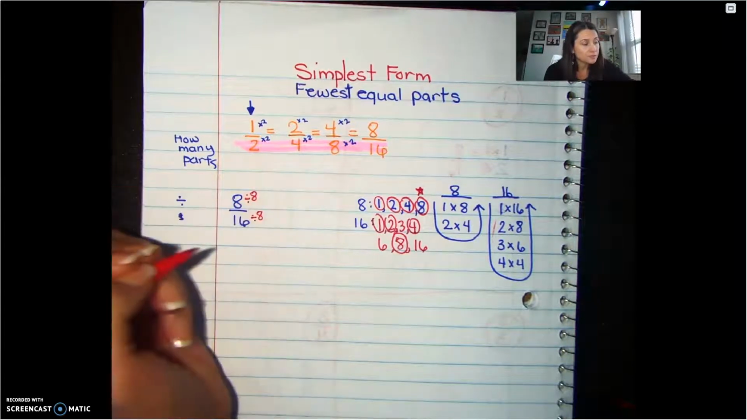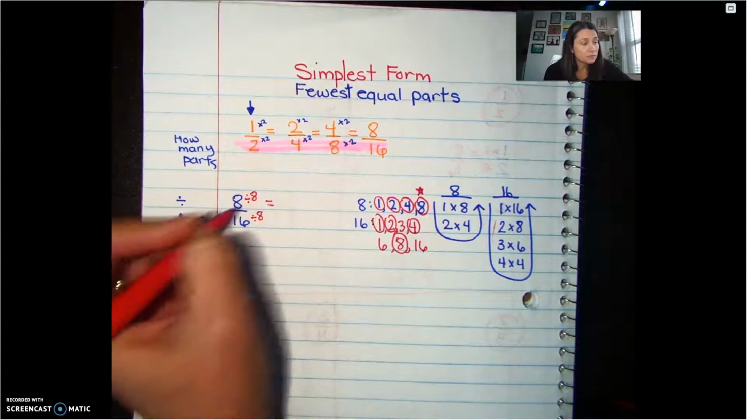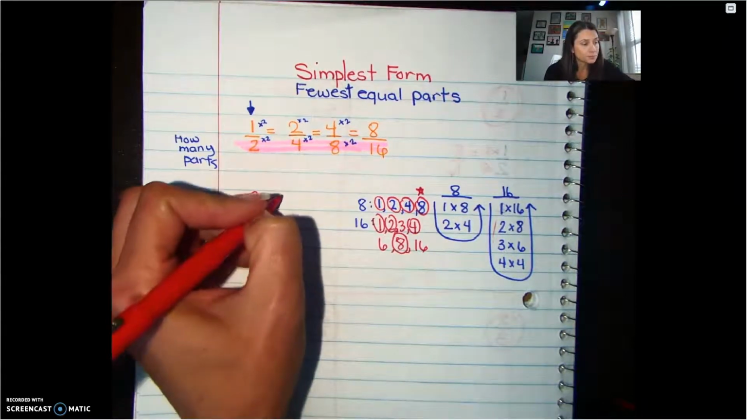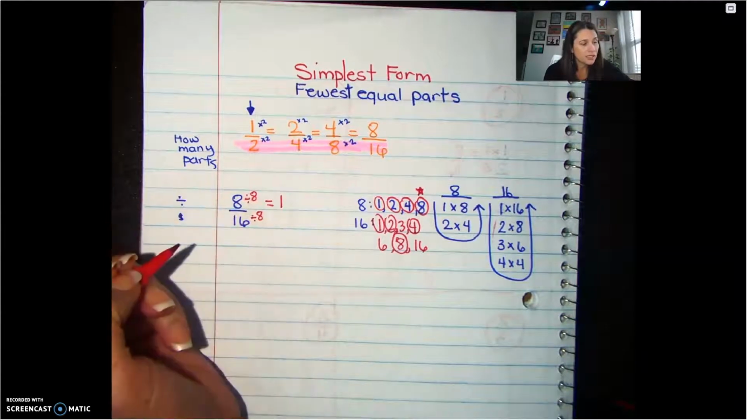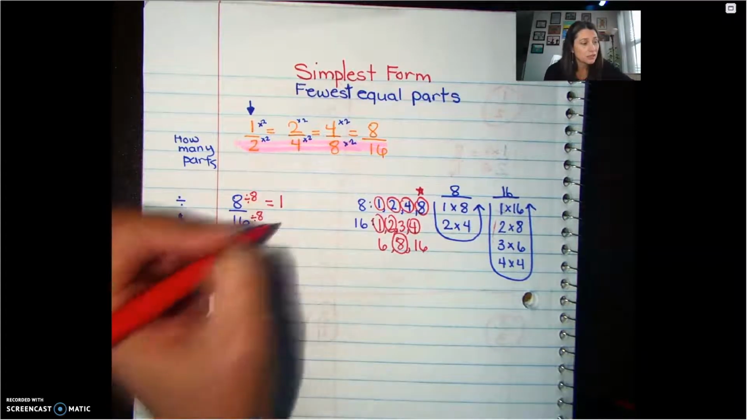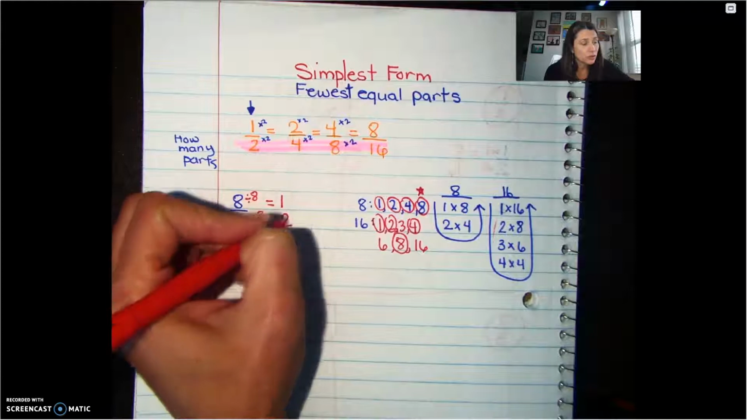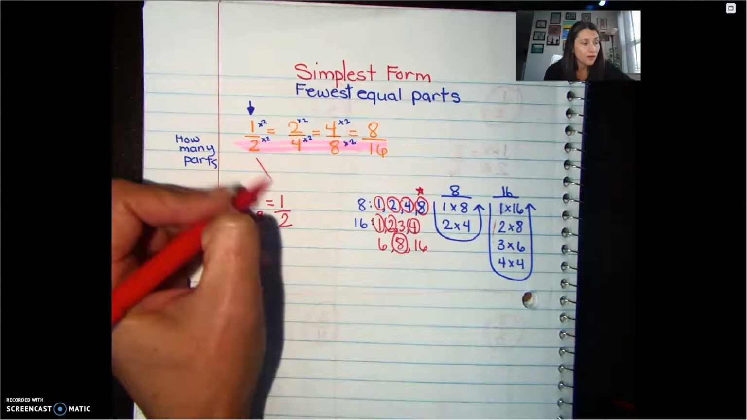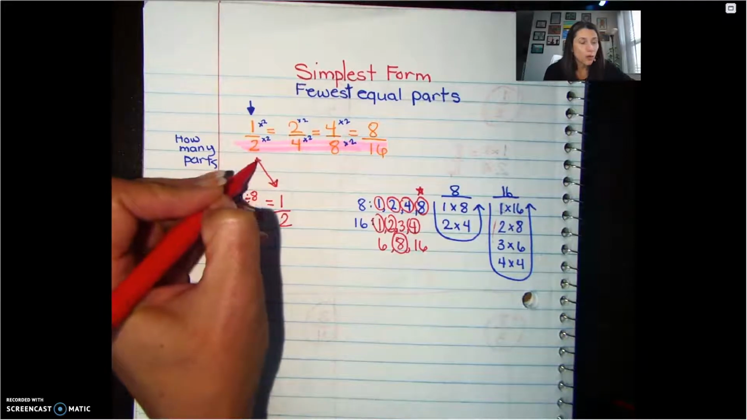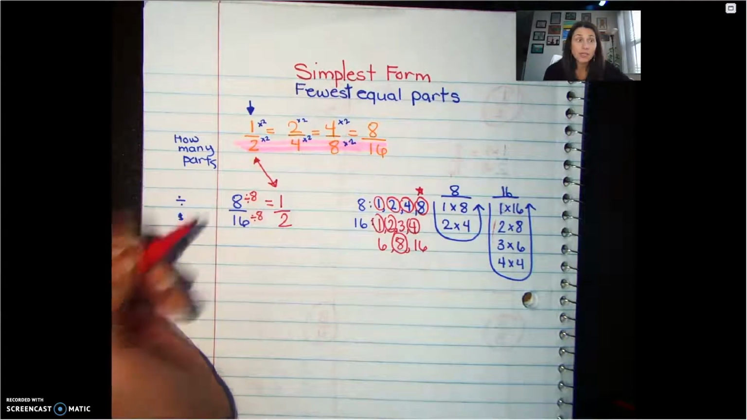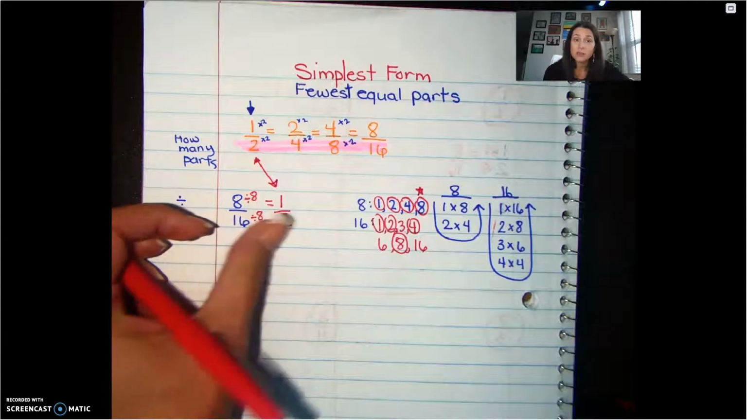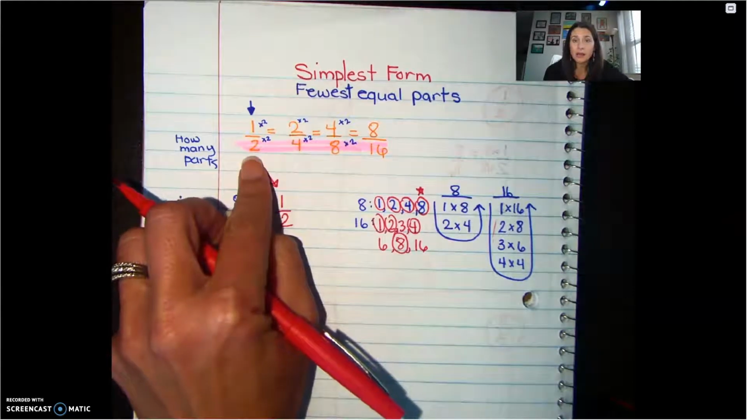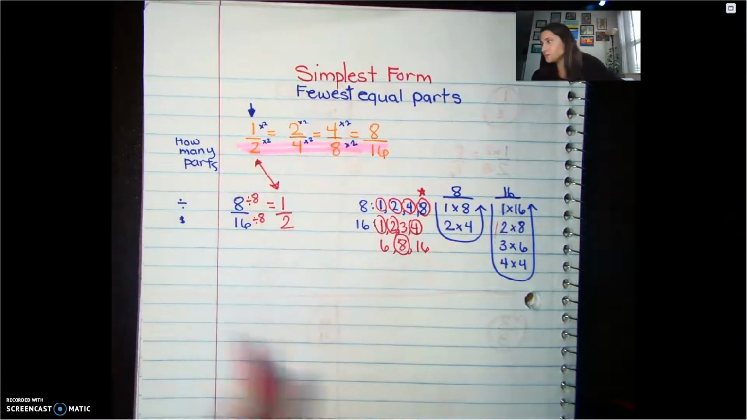Divided by 8. So then, in my head, 8 divided by 8 is 1. 16 divided by 8 is 2. And what did we get? We got 1/2. So 1/2 is the simplest form. It's still equivalent, but this time we made it into the smallest number of pieces that we had. So let's try another one.